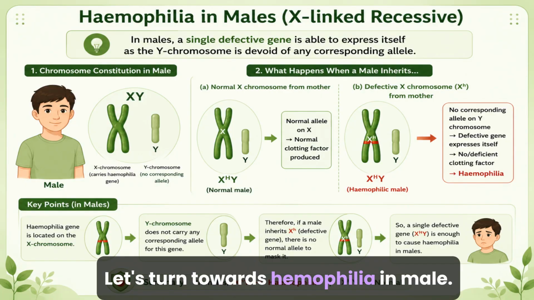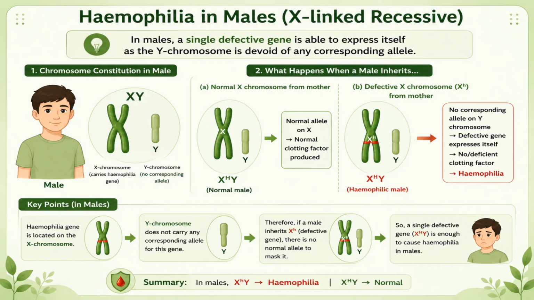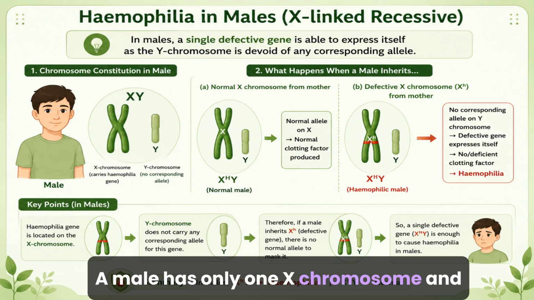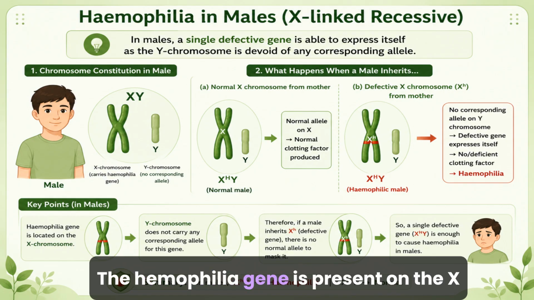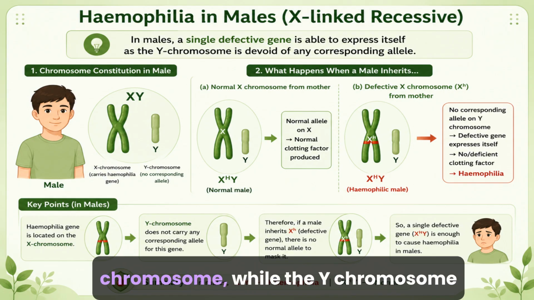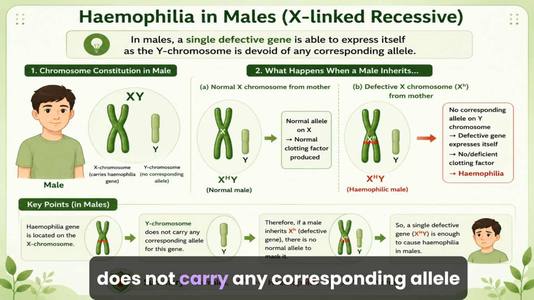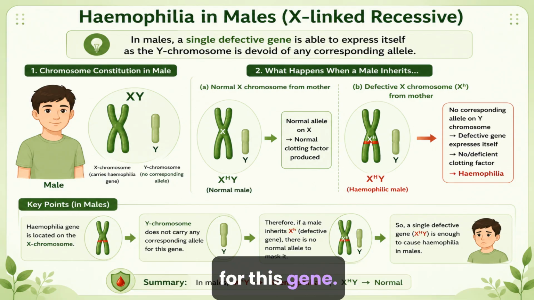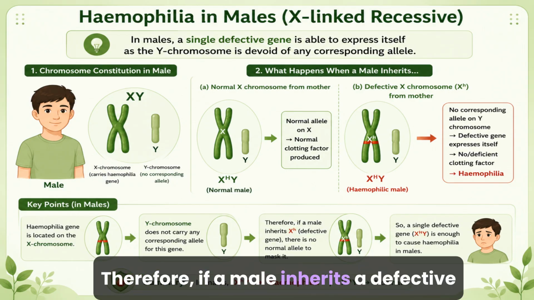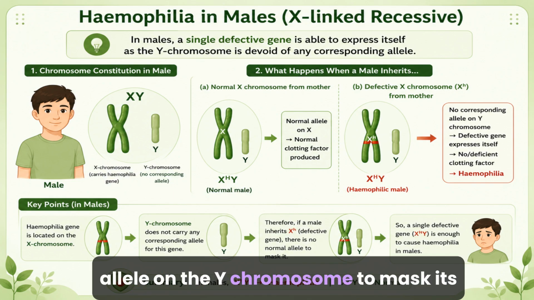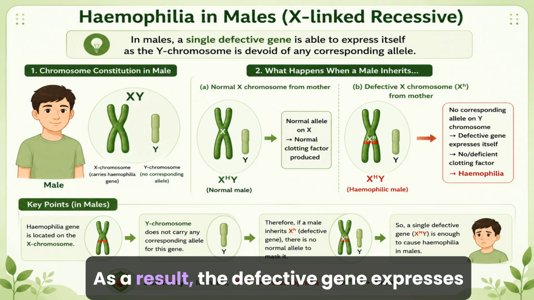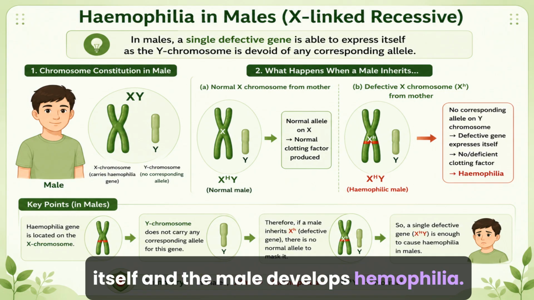Let's turn towards hemophilia in male. A male has only one X chromosome and one Y chromosome, XY. The hemophilia gene is present on the X chromosome, while the Y chromosome does not carry any corresponding allele for this gene. Therefore, if a male inherits a defective hemophilia gene, XHY, there is no normal allele on the Y chromosome to mask its effect. As a result, the defective gene expresses itself, and the male develops hemophilia.